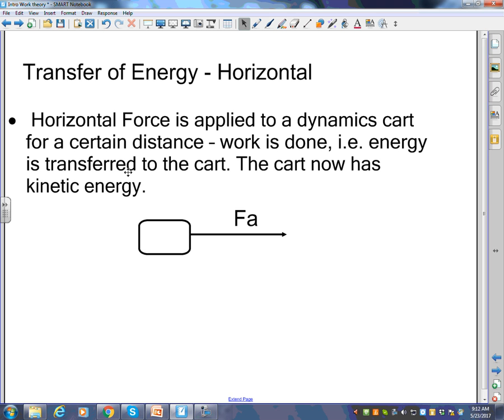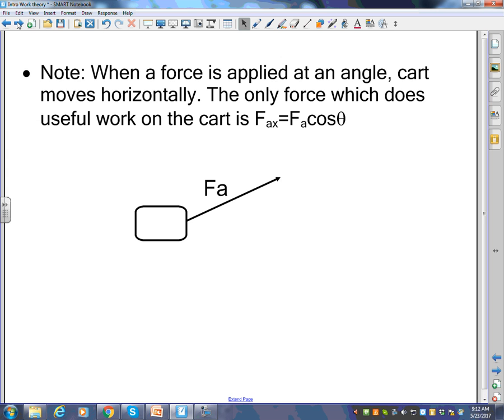Work and energy are equivalent, and they are measured in the same units. Note that when a force is applied at an angle and the cart moves horizontally, the only force which does useful work on the cart is F_A x. So the x component is the force that is doing the work.